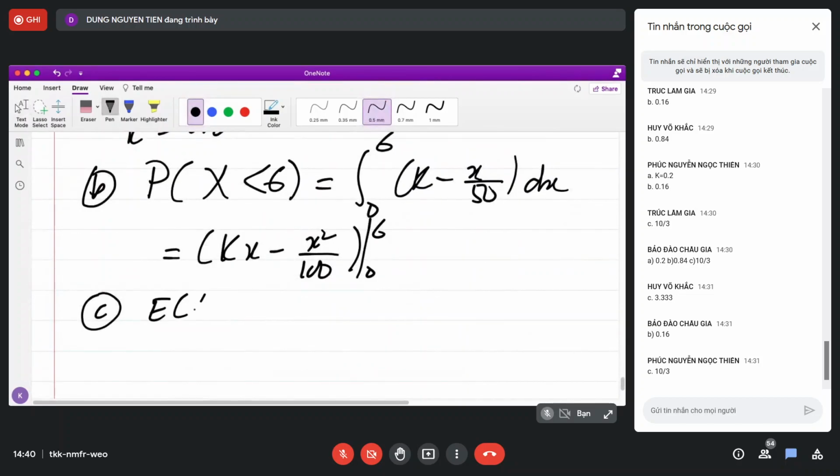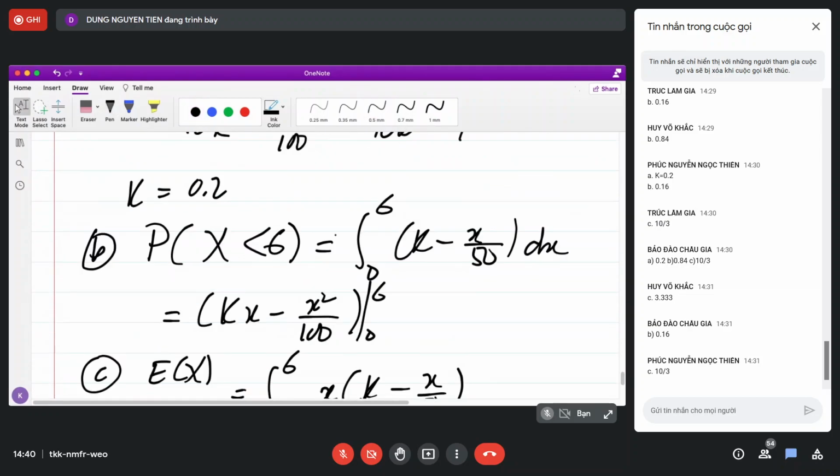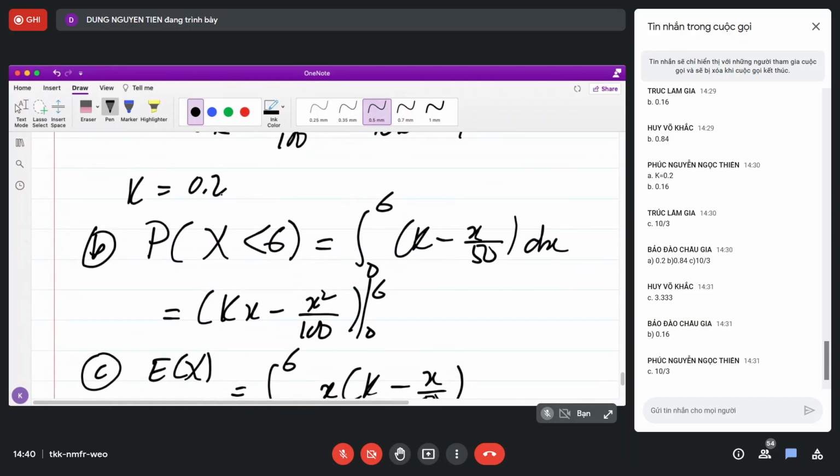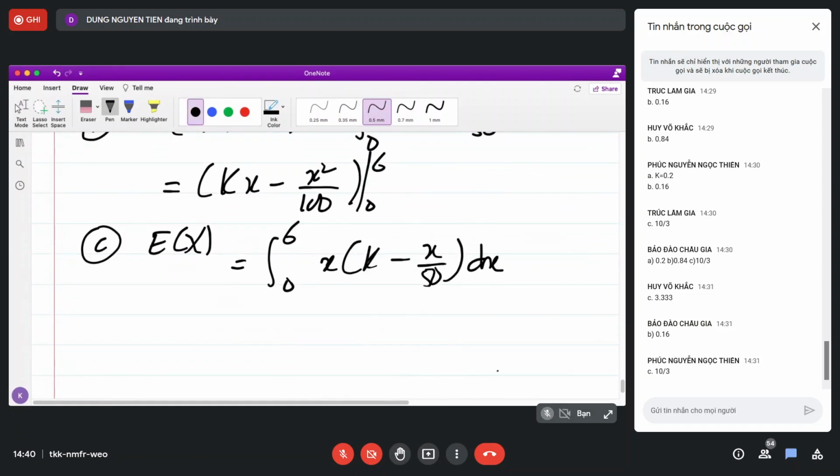Question C, what is the expectation of the lifetime? You want to find the mean of x, and that is the integral from 0 to 10 of x times (k minus x over 50) dx, where k is 0.2, and then you can get the answer. Is that all clear? Is this okay? Understand, everybody?